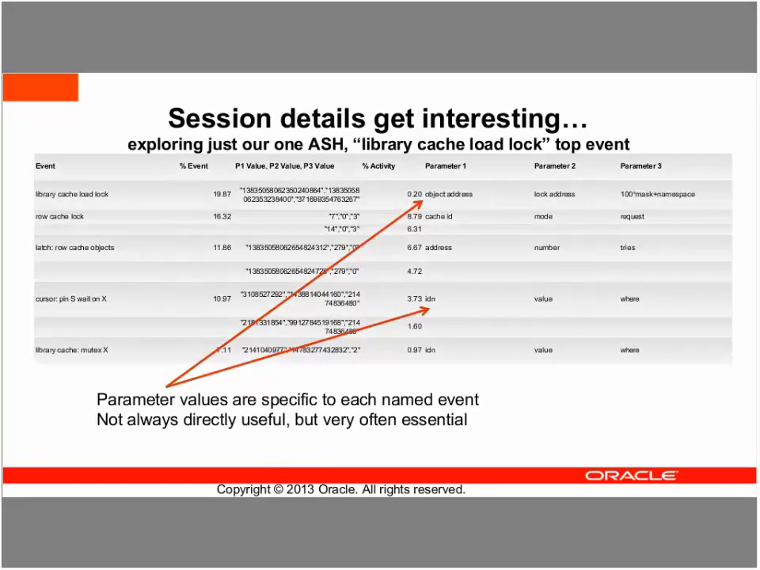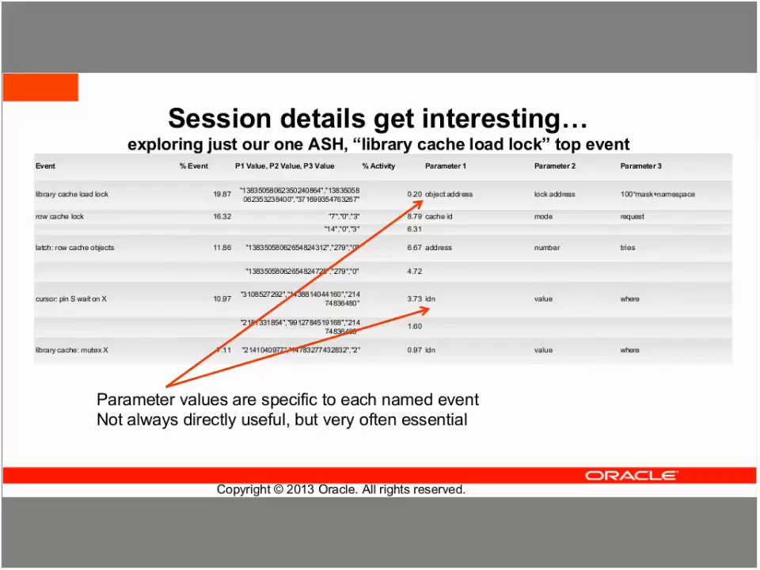We get session details here. If we look at session details on any of these wait events, you see the P1, P2, P3 parameters for the wait event itself. Each wait event has a different set of parameters, what the parameters mean. In this case, it's object address. On an I/O event, it'll be something like file and block. This is not useful to us as users. This is useful to Oracle engineers who are doing deeper diagnostics, or maybe not at all.